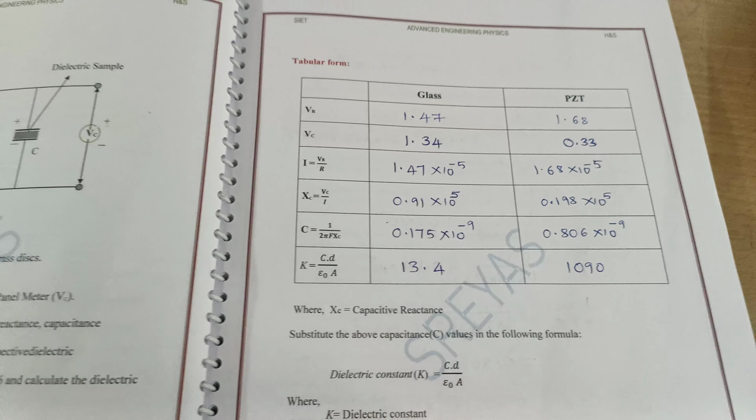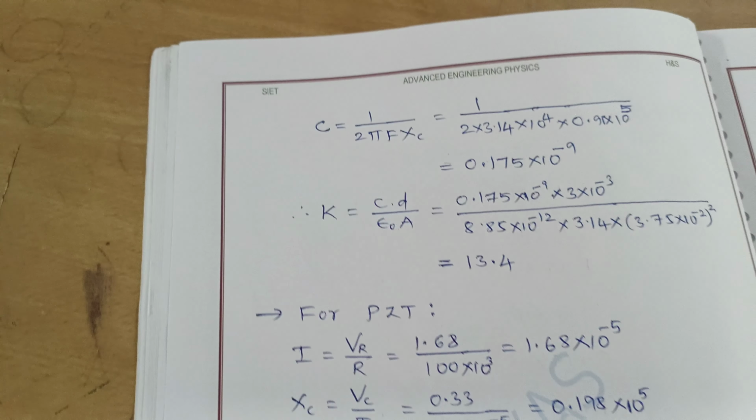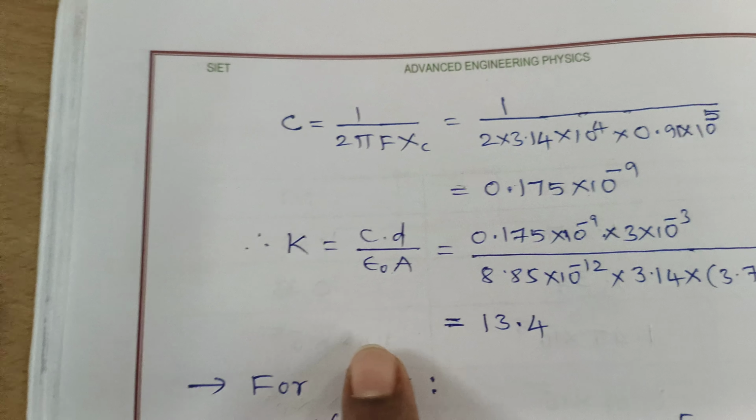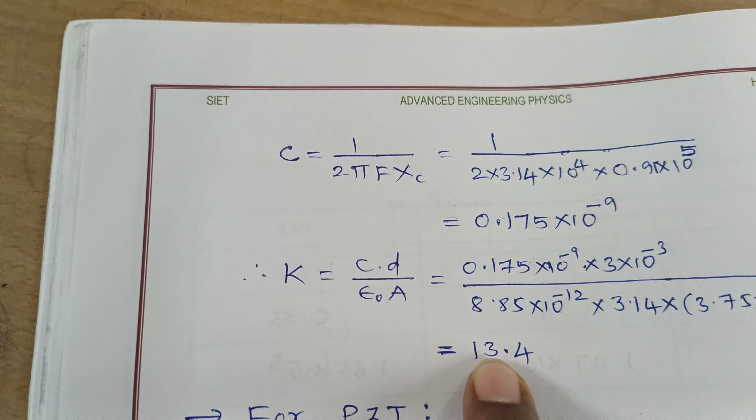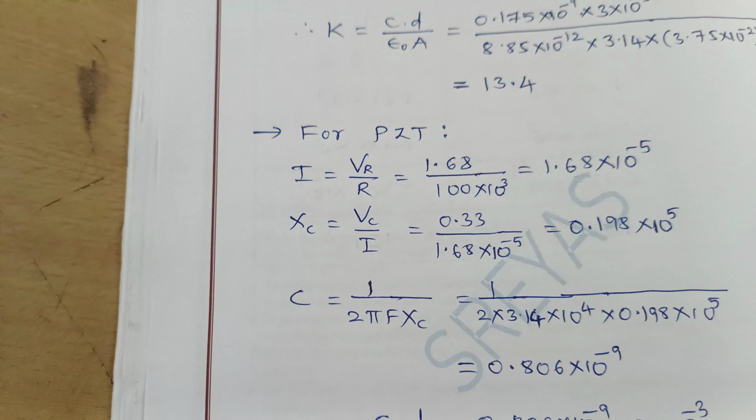After getting these values, mention them in tabular form. It's easy for you in your exam. So I calculated for glass. Finally for glass I got a dielectric constant value of 13.4.